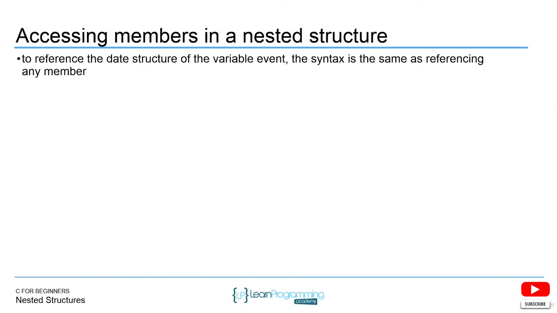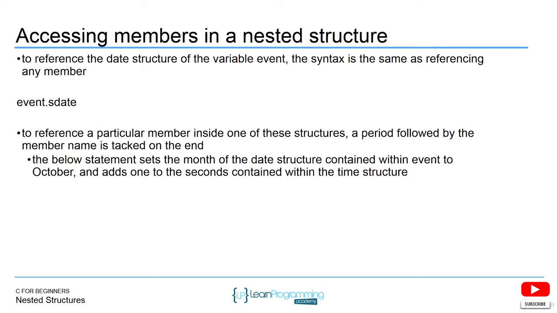When we want to access the members in a nested structure, again, pretty straightforward syntax. All you have to do is reference it like any other member. You have to use that dot member selection operator. So we'd use it pretty much a number of times. So if we have a structure named event and we want to get the date, we say event.sDate because that's a member of that date and time struct. Now, if you want to reference a particular member inside of sDate, again, you would use the period followed by the member name. That would be tacked on the end.